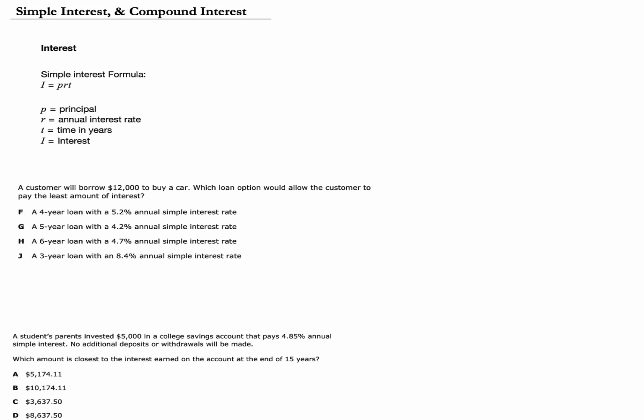Someone requested simple interest, and I also threw in compound interest because of the exponential growth and decay. You kind of see that in some of those problems at times.